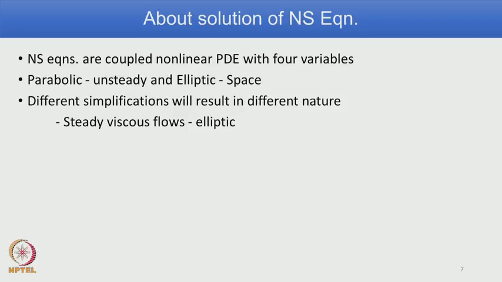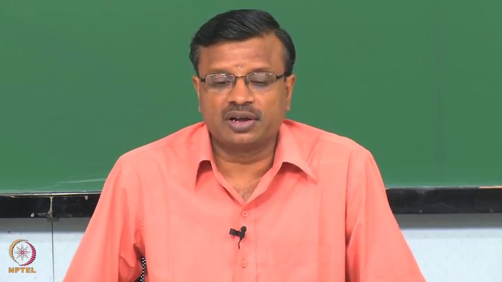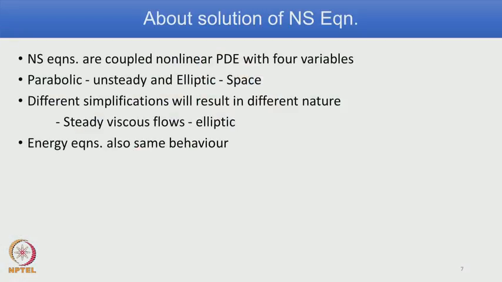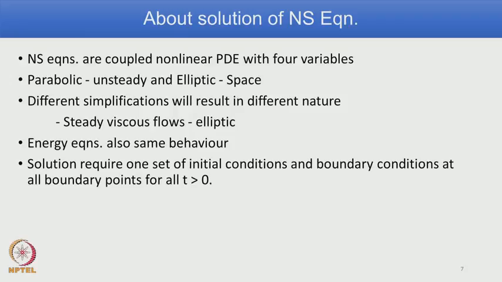For example, if you consider a steady viscous flow problem, then you do not have an unsteady term, you only have the diffusion term, then the equation falls in the category of elliptic nature. We can also classify the energy equation and simplify it for different situations to get different nature of equation. So, the solution requires one set of initial condition and boundary condition at all boundary points for time greater than 0.